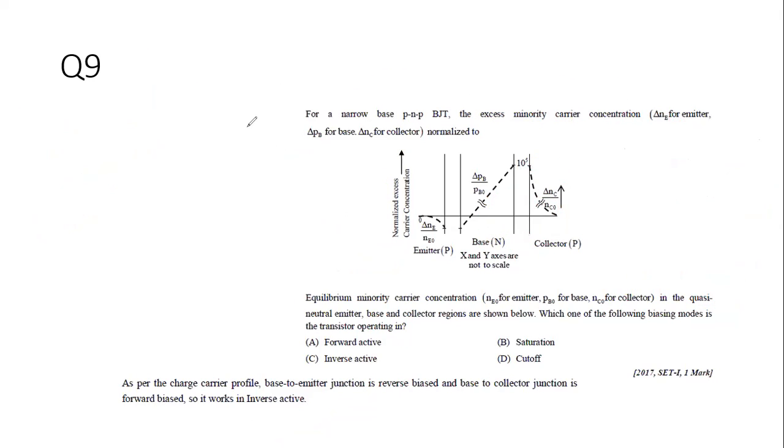Now the next question is for a narrow base PNP transistor. The excess minority carrier concentrations in the emitter, base and collector are shown below, with equilibrium minority concentrations NEO for emitter, PBO for base, NCO for collector in the quasi-neutral regions. Which one of the following biasing modes is the transistor operating in?